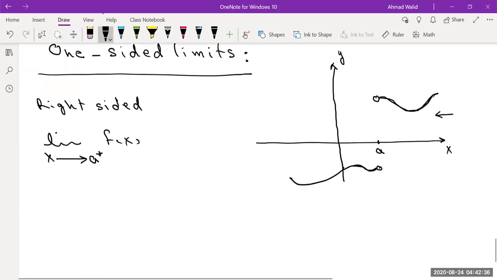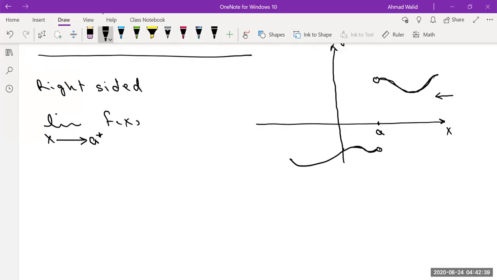How to write the left side? You write limit as x approaching a from the left, from this side. You use a minus sign on the top of your number. It means you are approaching a from the left of a function f of x. Correct?